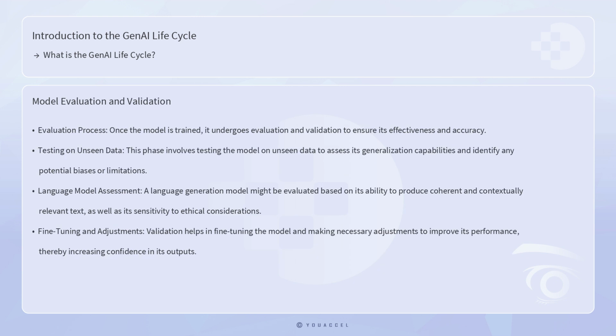Once the model is trained, it undergoes evaluation and validation to ensure its effectiveness and accuracy. This phase involves testing the model on unseen data to assess its generalization capabilities and identify any potential biases or limitations. For instance, a language generation model might be evaluated based on its ability to produce coherent and contextually relevant text, as well as its sensitivity to ethical considerations such as avoiding harmful stereotypes. Validation helps in fine-tuning the model and making necessary adjustments to improve its performance, thereby increasing confidence in its outputs.